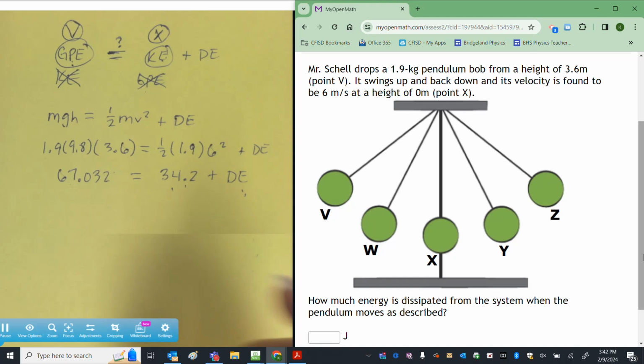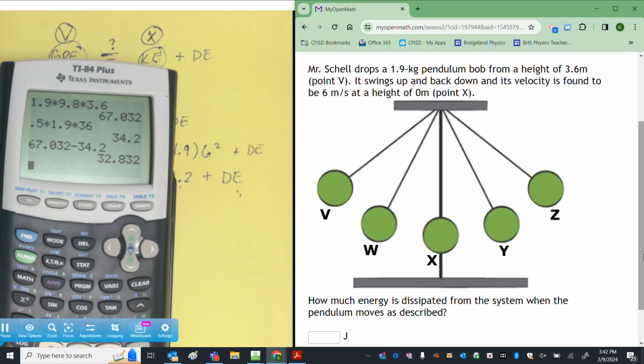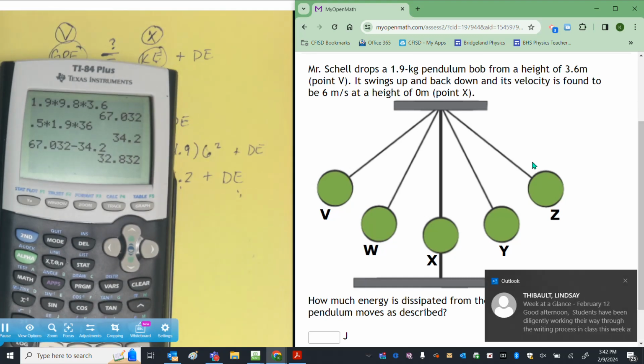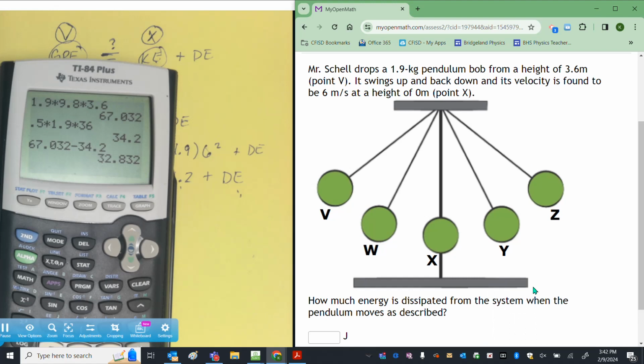Again, you find it by subtracting. When you subtract those numbers, you're going to get 32.832 joules, which is your answer. Now again, this question is asking how much energy is dissipated. The way that the question is worded is implying that there is energy loss from the system. You don't have to type the negative. In fact, don't type the negative.